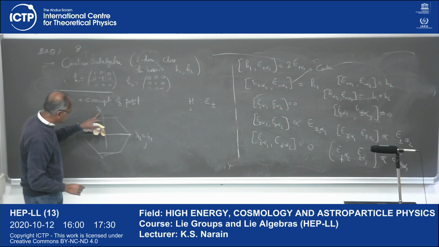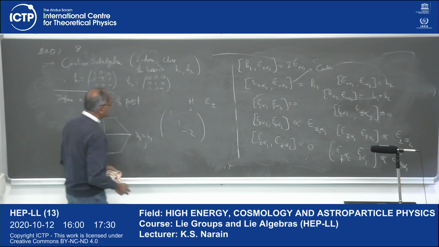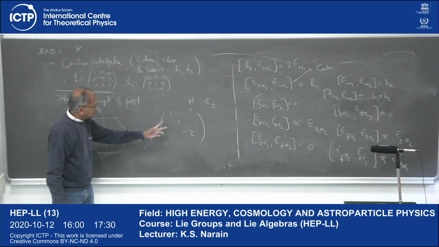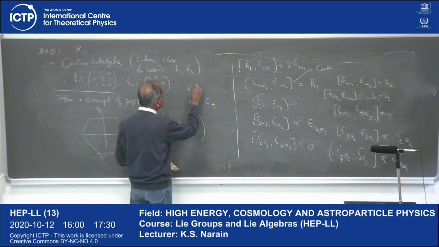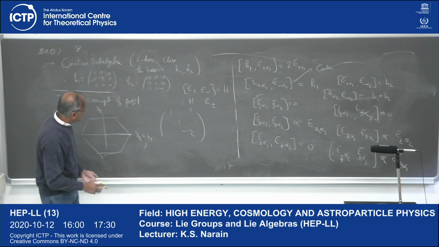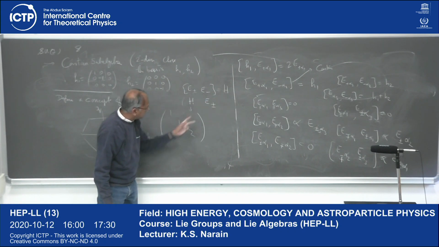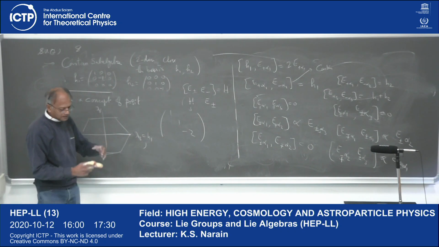I will explain the reason for that. Because lambda 8 was this, 1, 1, minus 2. You see, this is not coming out in any simple way. In the SU2 case, the commutation relation of E plus with E minus was some number times H. So this will not be part of an SU2 subalgebra, like sigma 3. So it is better to use H1 and H2.